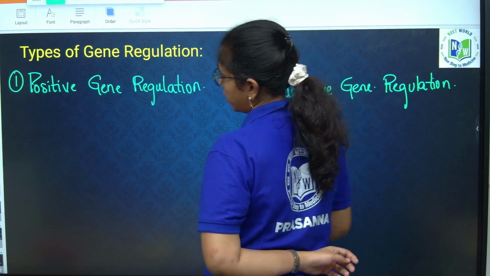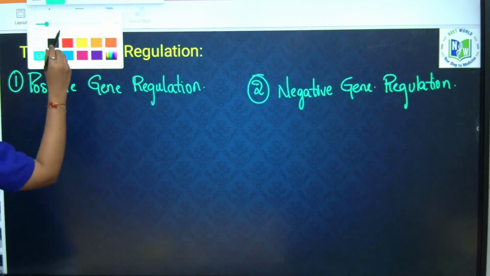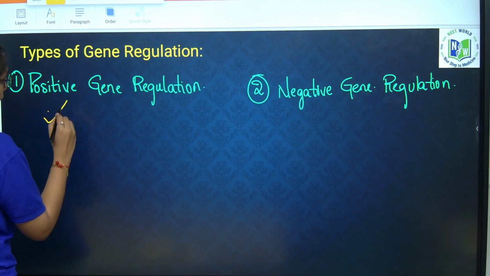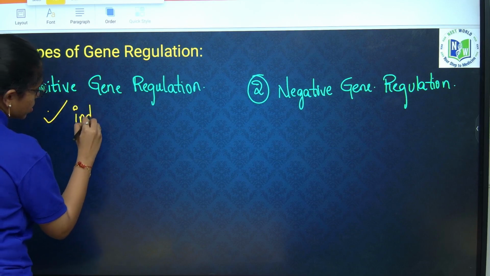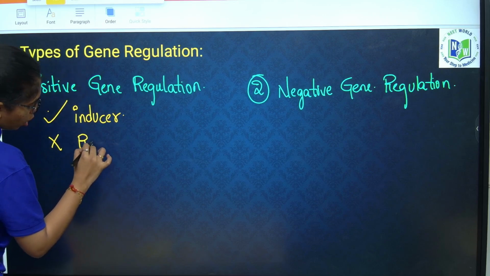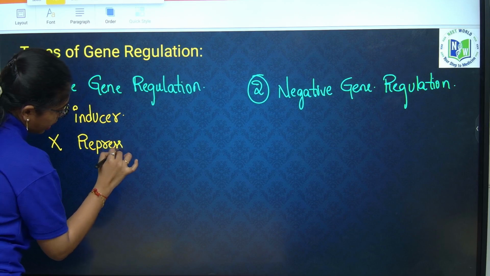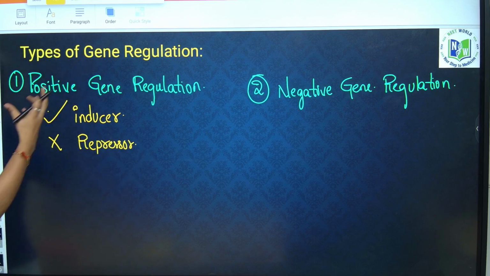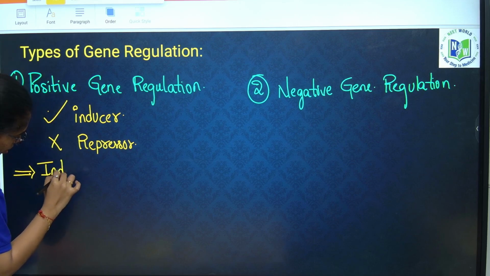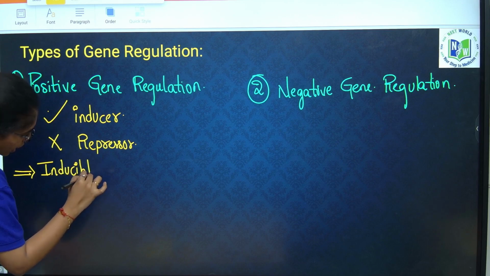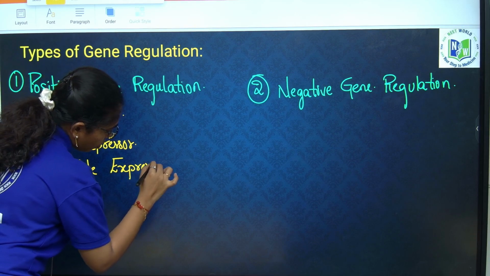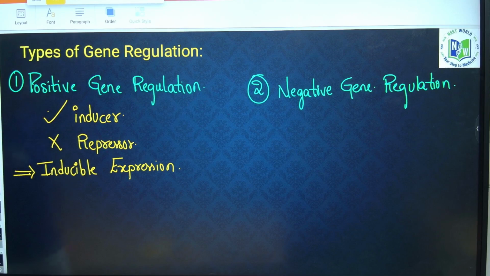So in positive gene regulation, the gene is expressed or activated either in the presence of inducer, or in the absence of repressor. That is why this expression is called inducible expression. This expression is called what, ma'am? Inducible expression.